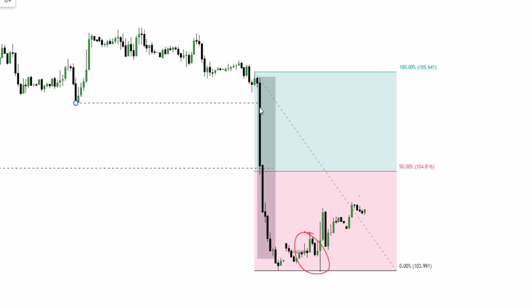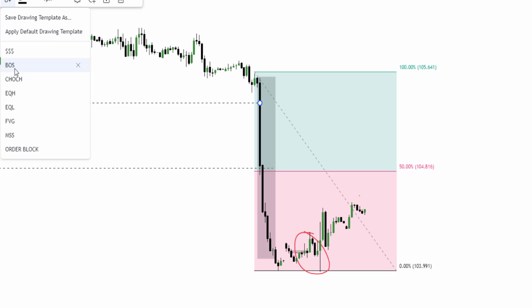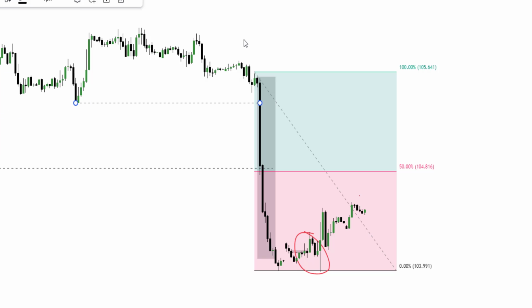Now we are expecting price to actually trade back. We can call it a market structure shift right there. We are expecting price to trade back into premium before we continue the sell. That's basically what we do. So price is obviously going to fill up this liquidity void, definitely, in the market.